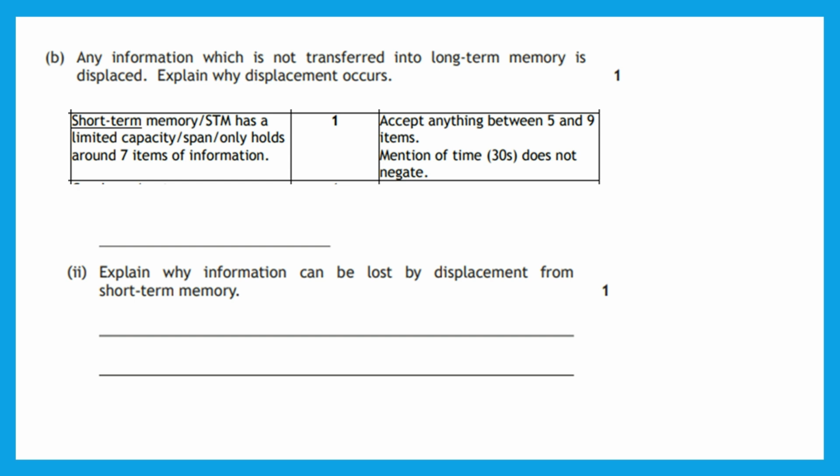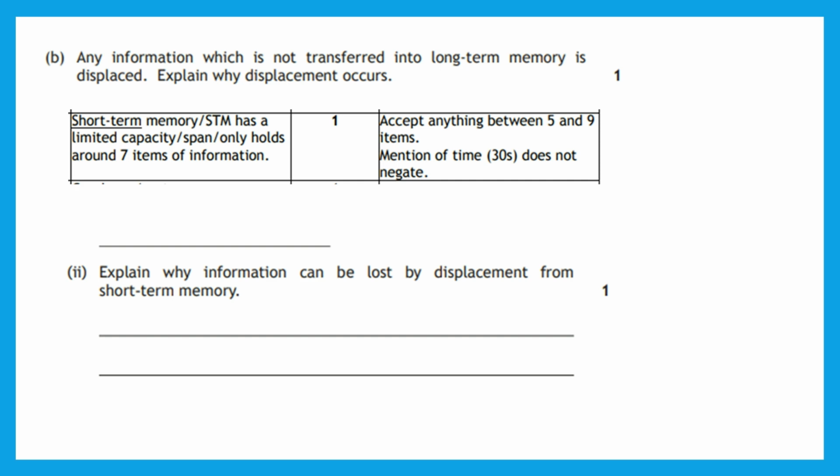Because of that variety in the span, it will accept anything between 5 and 9 items. You don't need to mention the time specifically. Again, that 30 seconds varies so much, but mentioning it will not lose you any marks.